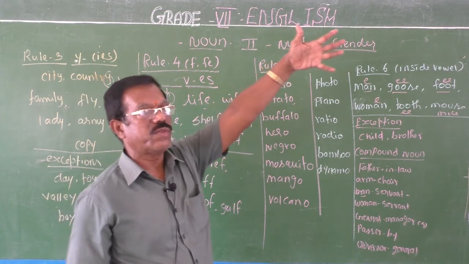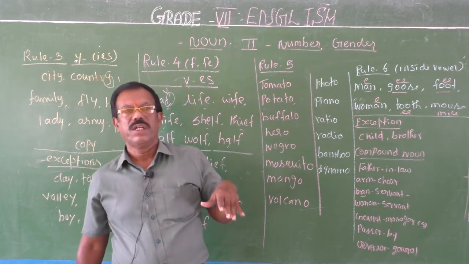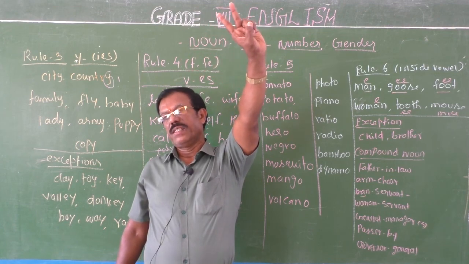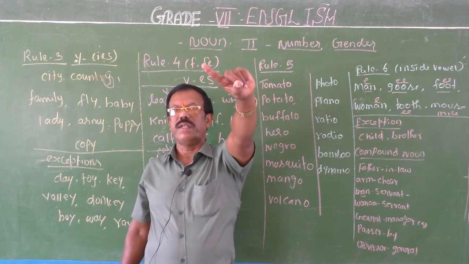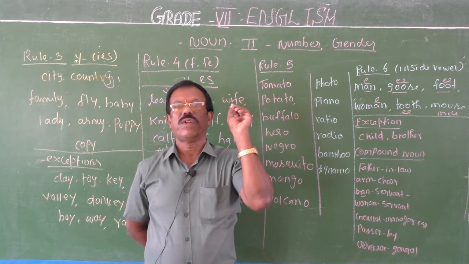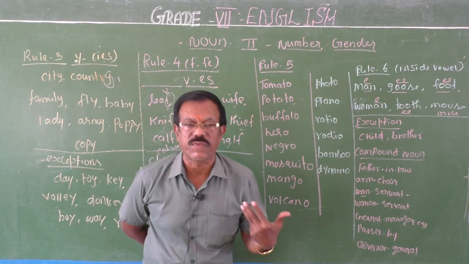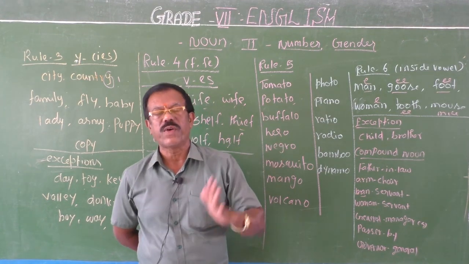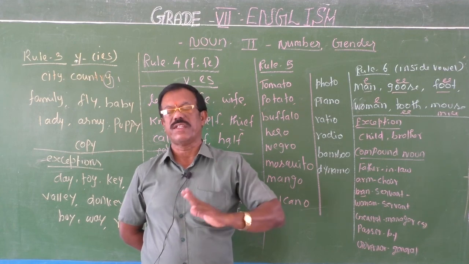Number refers to what you can count. So, we have two numbers. One is singular and another one is plural. Singular number refers to only one. Plural refers to more than one. If a noun refers to only one thing, then it is called singular. If a noun refers to more than one, then it is called plural. So, plurals are generally formed by adding S or ES to the singular.